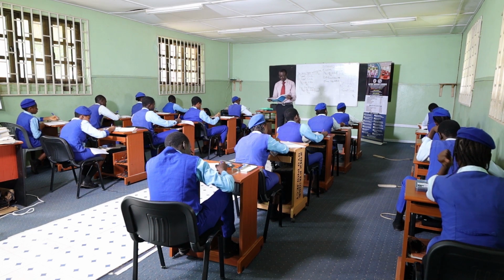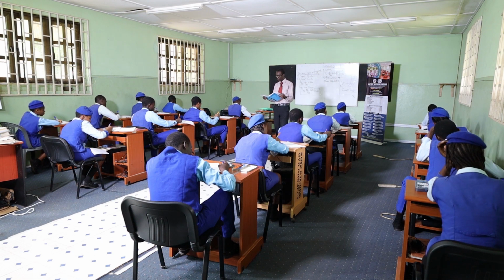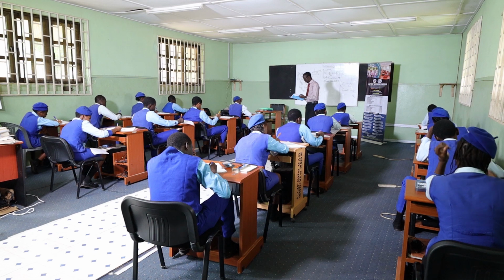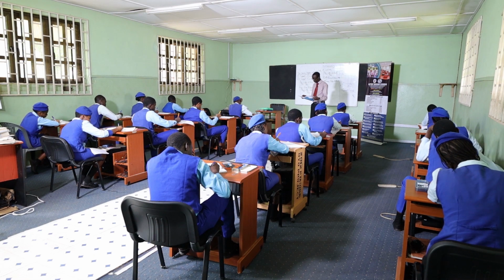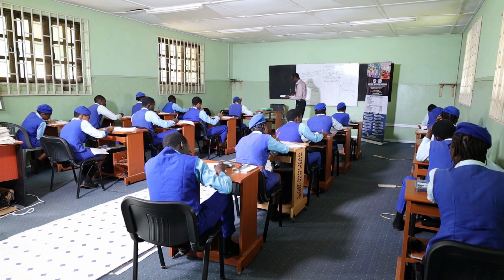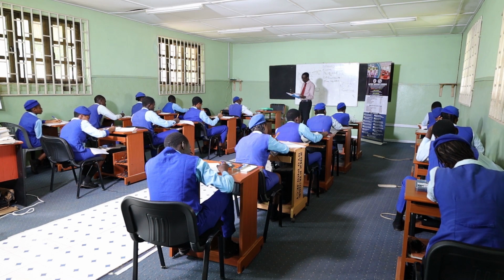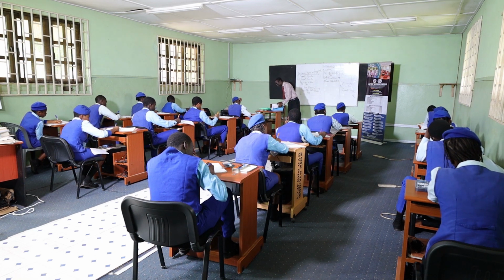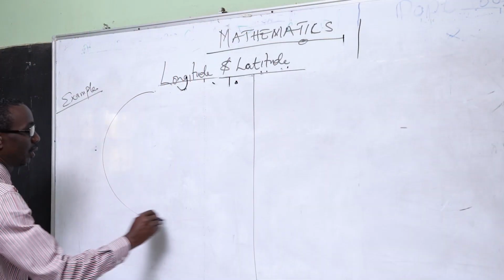D, the angle that the chord PQ subtends at the center of the earth, correct to 1 decimal place. That's the question. Turn that question into a diagram.